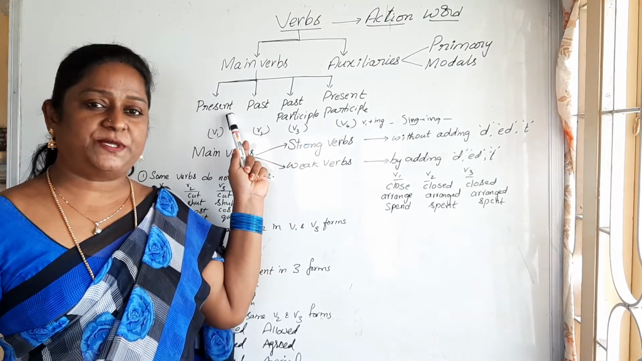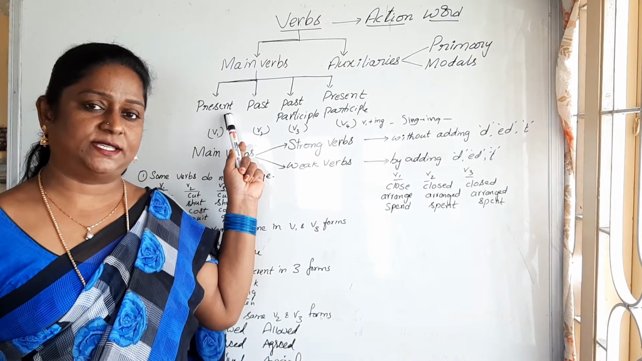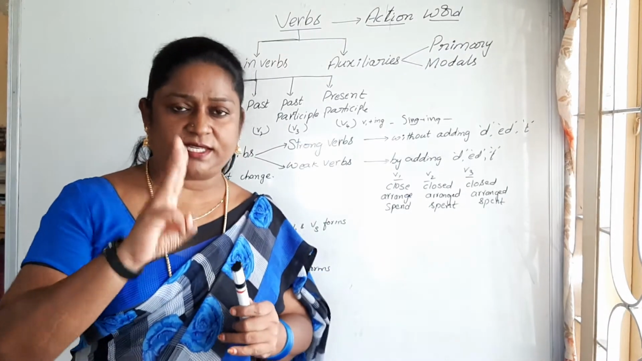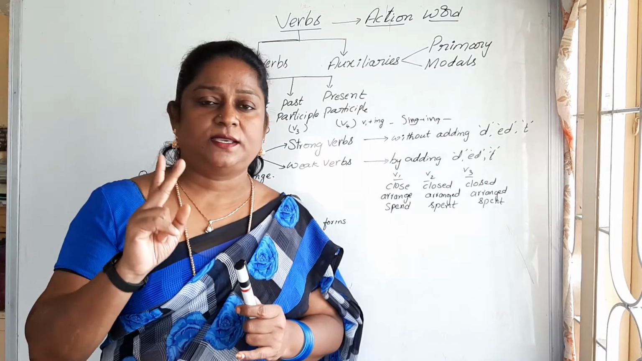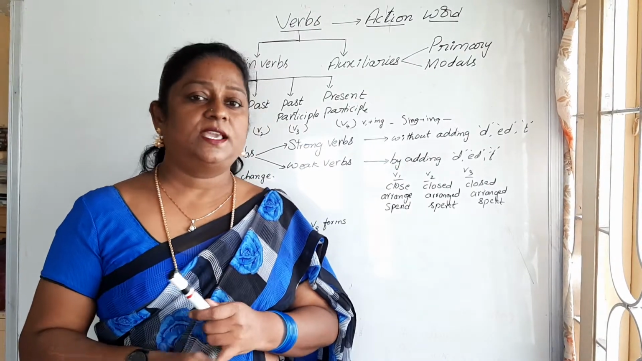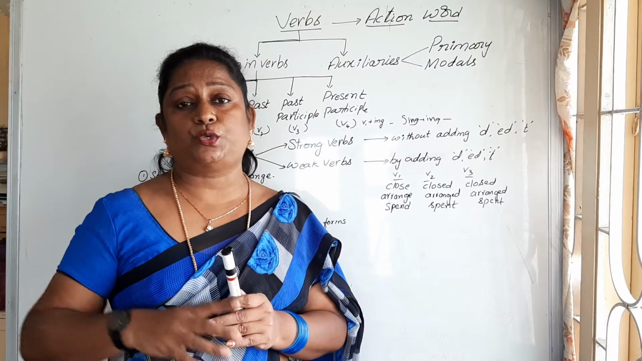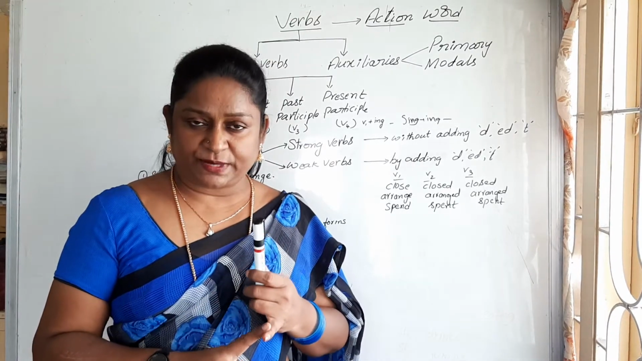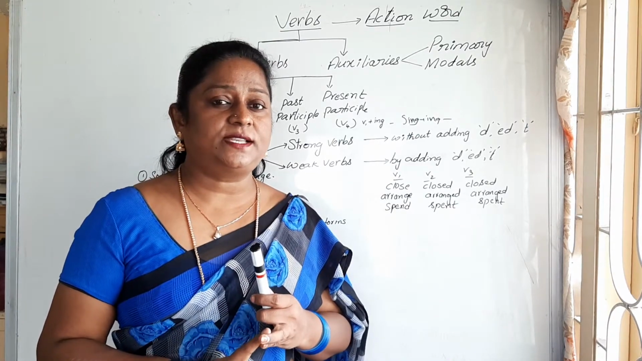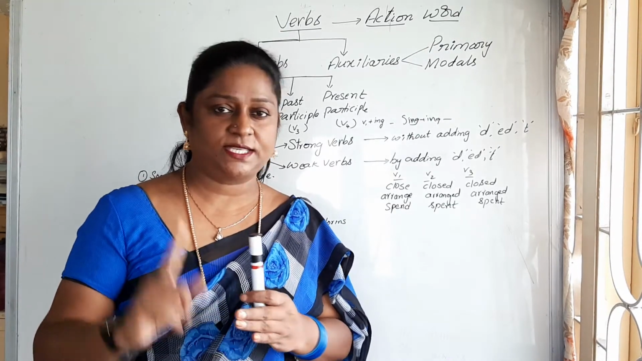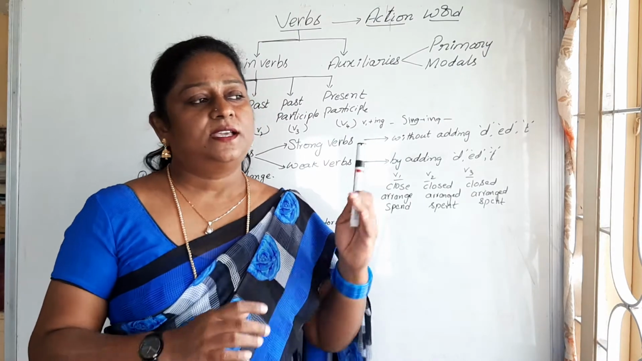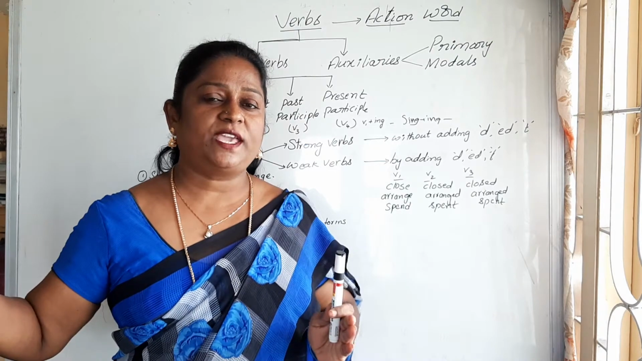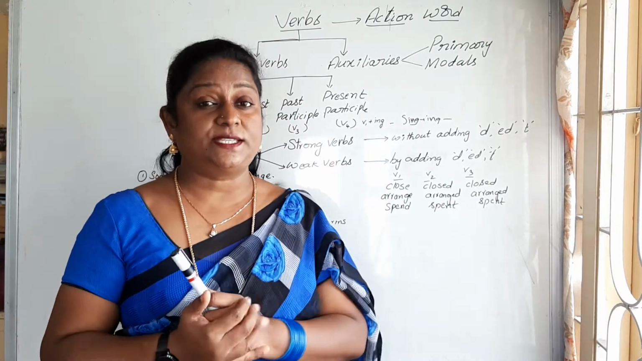So these verbs are used in different tenses. Totally we have 12 tenses. Mainly we have 3 tenses: present tense, past tense and future tense. And again each tense is divided into 4 subdivisions. They are simple tense, continuous tense, perfect tense, perfect continuous tense. 3 main tenses divided into 4 subtenses. Together we have 12 tenses.